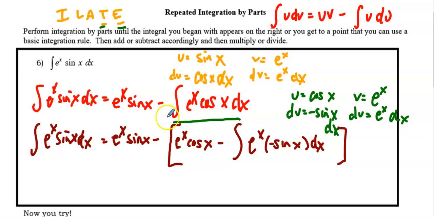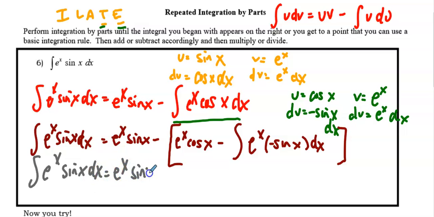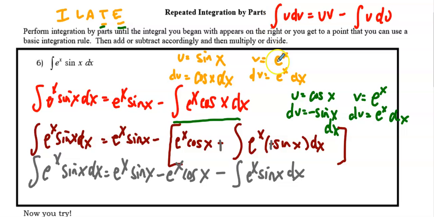What I want to do now is rewrite this by distributing the negative. So I'm going to do the integral of e to the x sine x dx is equal to e to the x sine x. A lot of this is just rewriting. I'm going to distribute the negative, so it's going to be minus e to the x cosine x. Now this negative sign and this negative integral is going to make it positive. So when I distribute the negative, that's actually going to be negative again, the integration of e to the x sine x dx. Now you're probably thinking, oh my God, we have to do it a third time.